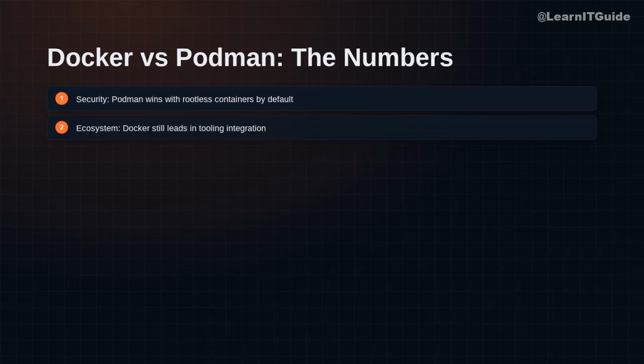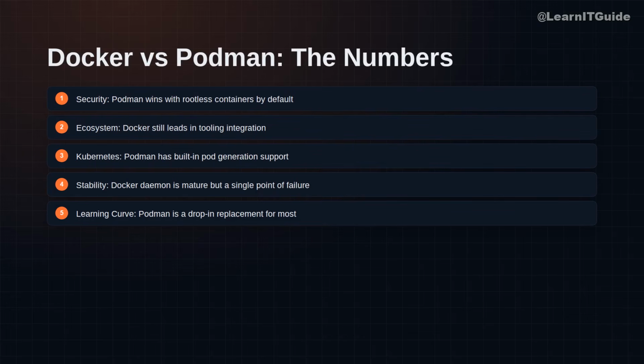Let us talk numbers. First, security. Podman wins because it does not require root. Second, ecosystem. Docker is still the king for CI/CD plugins. Third, Kubernetes. Podman can generate pod definitions natively. Fourth, stability. Docker is rock solid but acts as a single point of failure. Finally, the learning curve. Since Podman aliases to Docker, you can switch today without relearning everything.